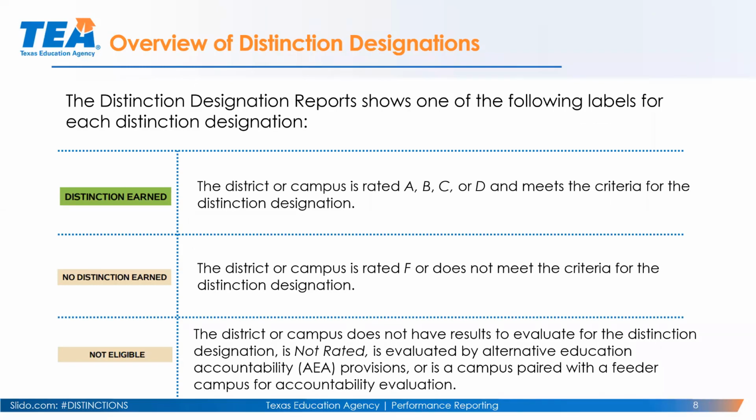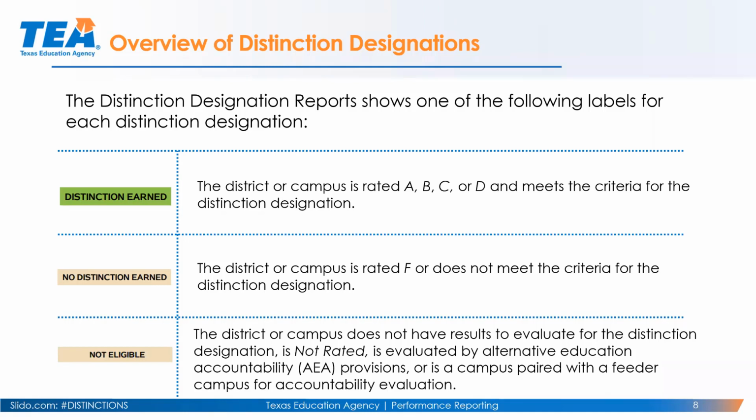So the distinction designation report that I'm going to talk about shortly shows one of the following labels for each distinction designation. The first would be a distinction earned. A district or campus that is rated A, B, C, or D and meets the criteria for the distinction designation receives this label. I'll review the criteria for each distinction shortly.